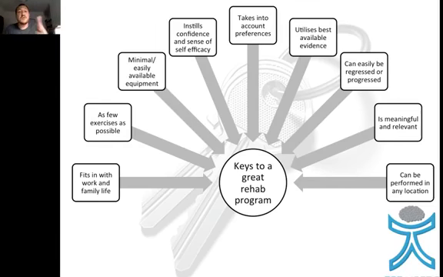As few exercises as possible. More time, more complication, less they get done. Minimal, easily available equipment. Again, if you haven't got the equipment, it ain't going to get done. Instills confidence and a sense of self-efficacy. If you don't have the confidence, it ain't going to get done. If you don't like it, it takes into account your preferences, it ain't going to get done. Now, there's been some criticism of preferences recently. So preferences for me are that we know that movement and exercise have shown promise.